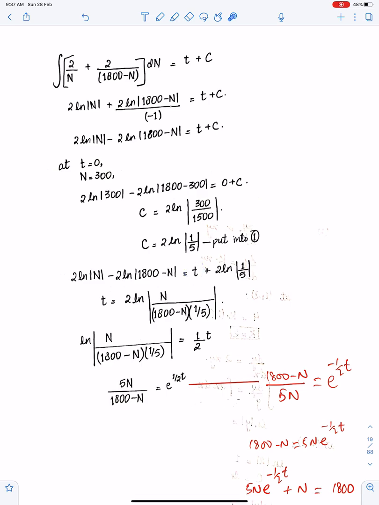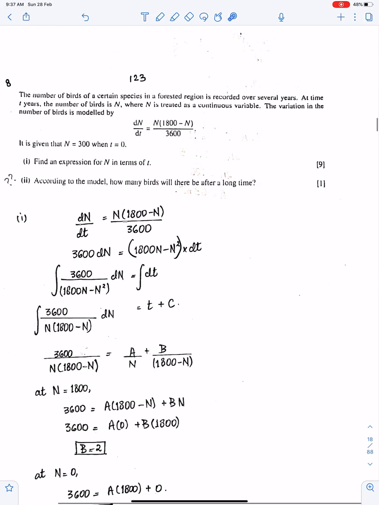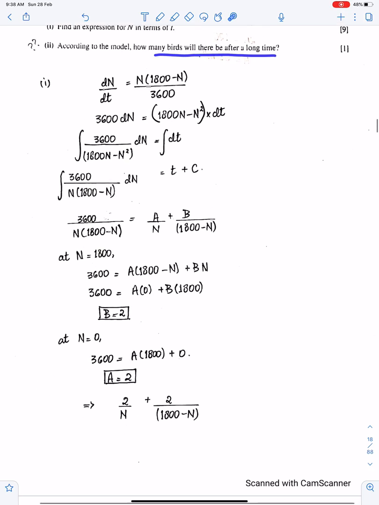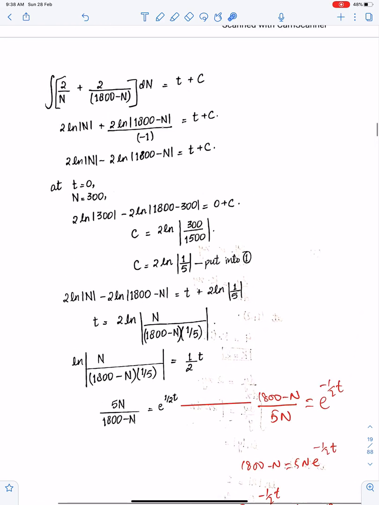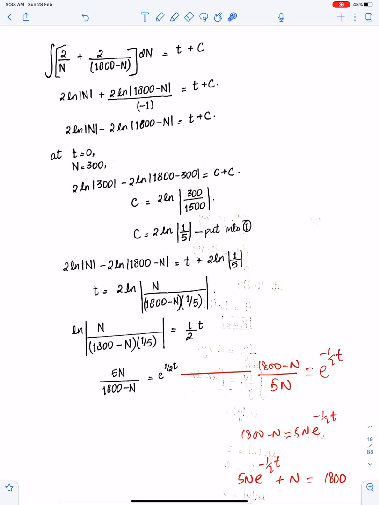Now here, this is not negative. In order to solve the last part of this question, according to the model, how many birds will there be after a long time, you must have a negative power of the exponential. I discussed this in detail in my lecture on the concepts of differential equations. So make this power negative. For that you need to take the reciprocal of this and this. So when you take the reciprocal of this, you'll get this, and the reciprocal of this is this.